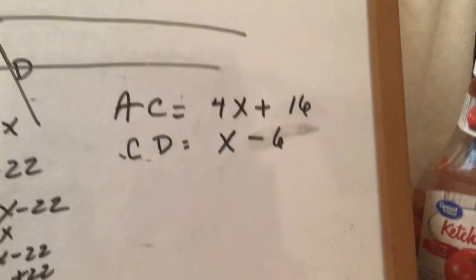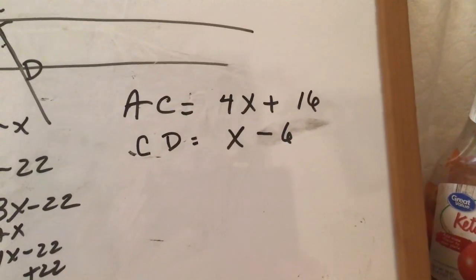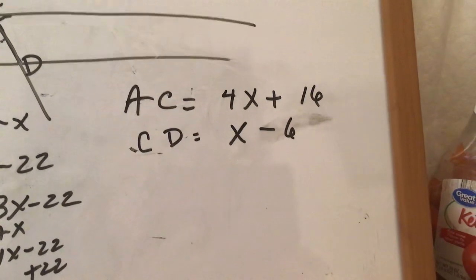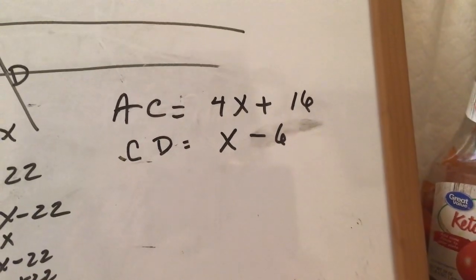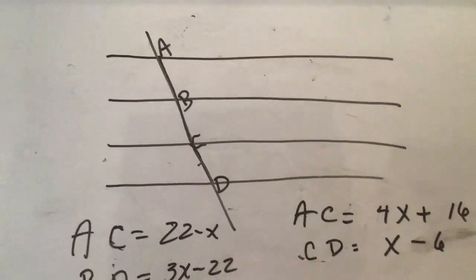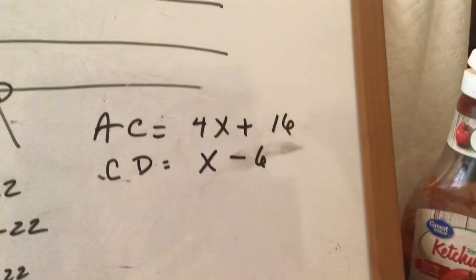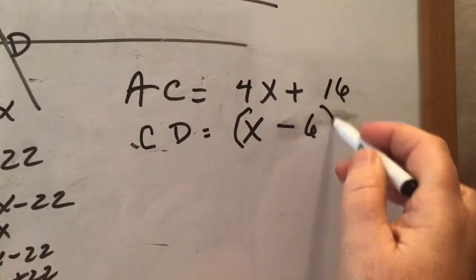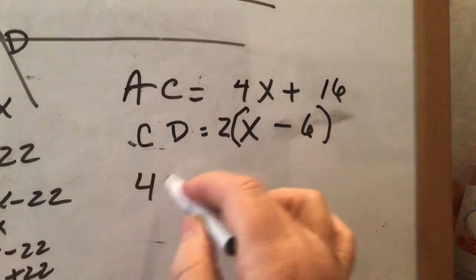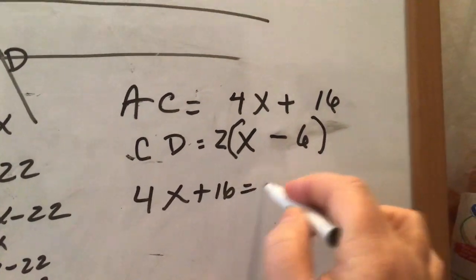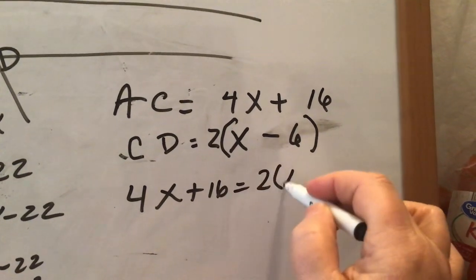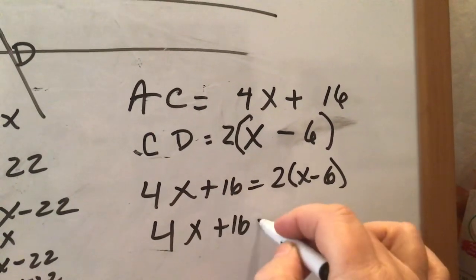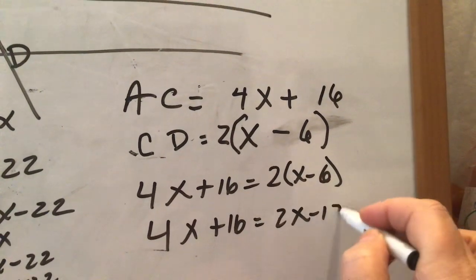So if AC equals 4x plus 16 and CD equals x minus 6, then CD is half of AC. So in order to set these equal to each other, we're going to have to take the x minus 6 times 2. So we're going to have 4x plus 16 equals 2 times x minus 6, which is 4x plus 16 equals 2x minus 12.